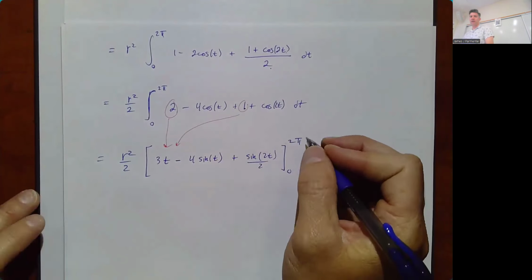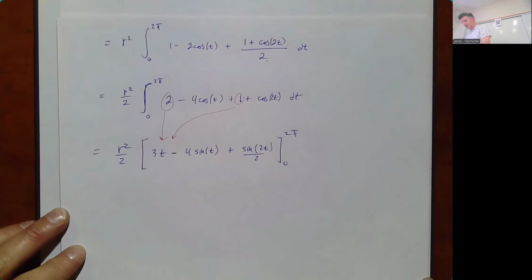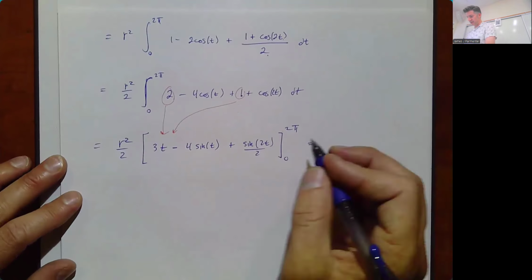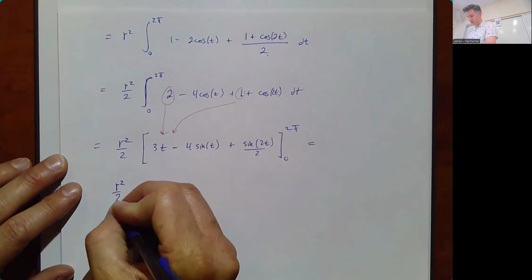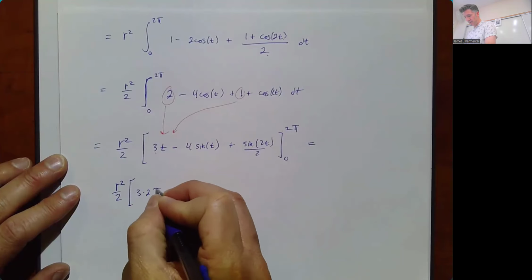And this problem always feels kind of terrible, but then when you get to the end, everything becomes really easy. So if you plug in 2 pi, here's what you get. You get r squared over 2 times 3 times 2 pi. And now check out what happens with the rest.